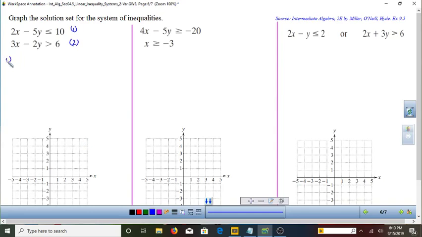For inequality number 1, we solve for y. So we end up with negative 5y less than or equal to negative 2x minus 10. And then y is greater than or equal to 2/5 x plus, oh, this was a plus 10, sorry, minus 2.